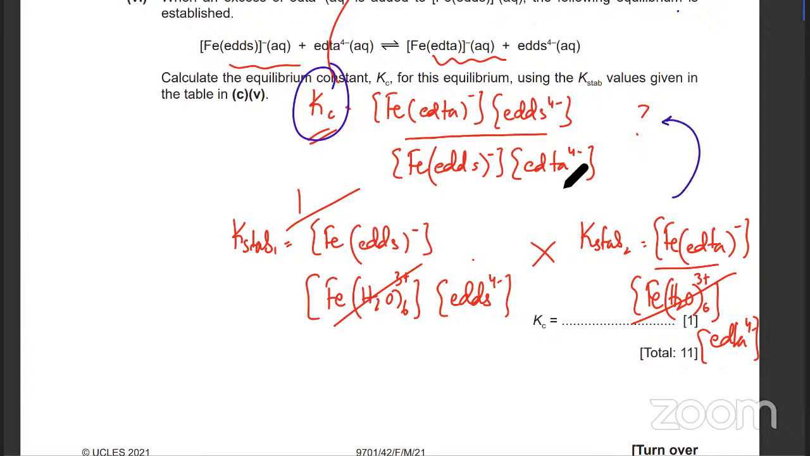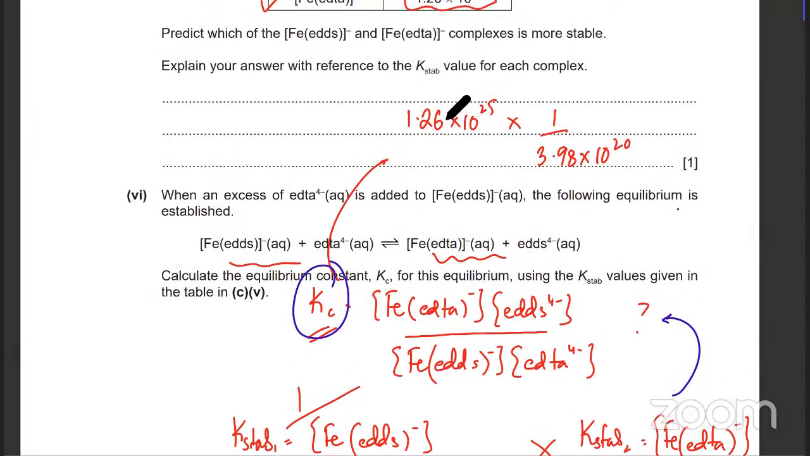So I figured out that the Kc over here is basically this being multiplied by the reciprocal of this, and that's exactly what we did. This being multiplied by the reciprocal of the other one. So is that clear to everyone?